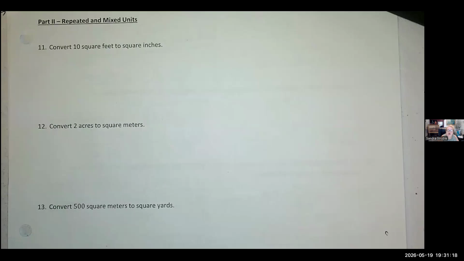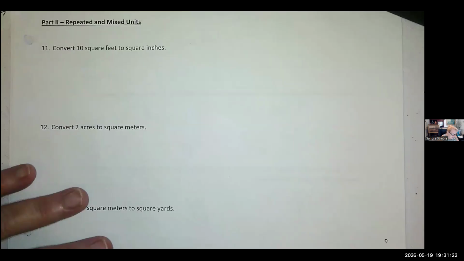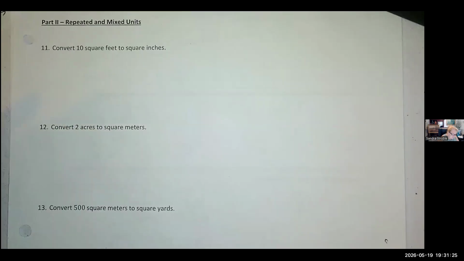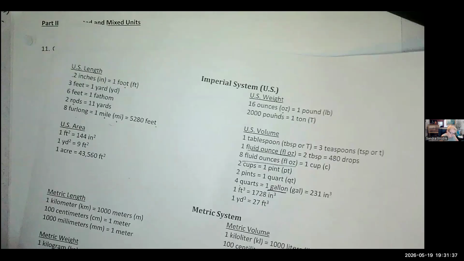Okay, let's pick up with part 2, repeated and mixed units. So if we're going to convert 10 square feet to square inches, what you need to understand is this. We need to first look at feet to inches. So 12 inches is equal to 1 foot.